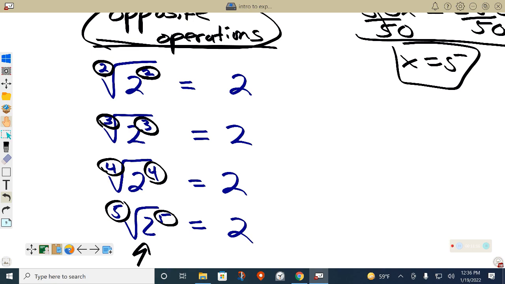Now we're going to dive into the equations. So I'm setting you up for the kill right now. Okay? Exponents and radicals, they cancel each other out.